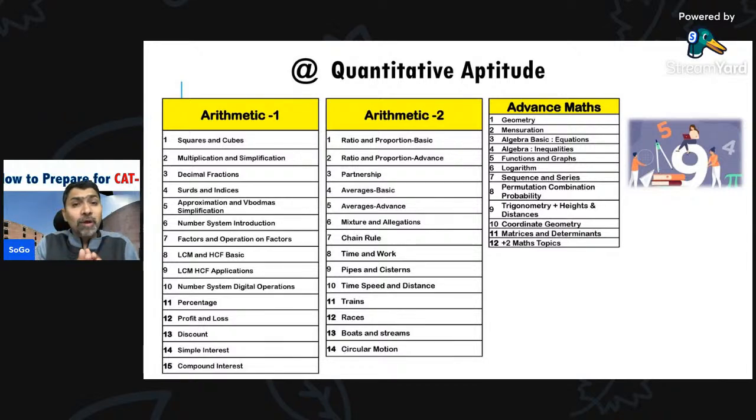And in arithmetic too, you have ratio, proportion, partnership, averages, chain rule, time and work, time, speed and distance, trains, races, boats, circular motion. All this you have to do.